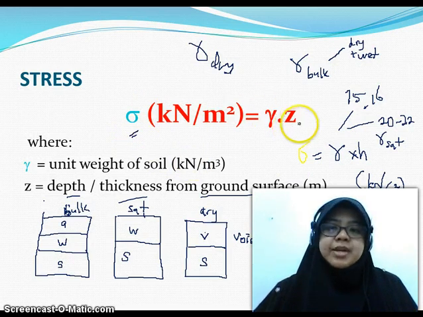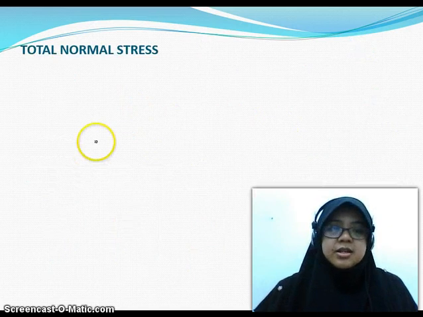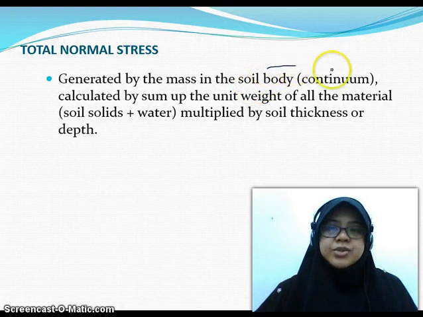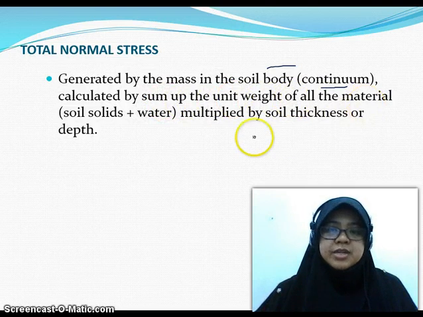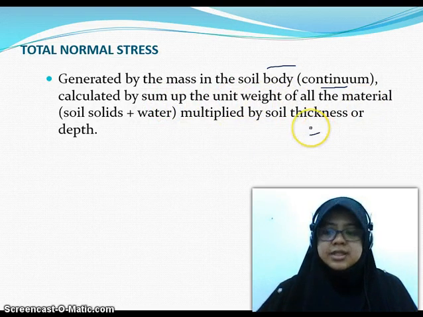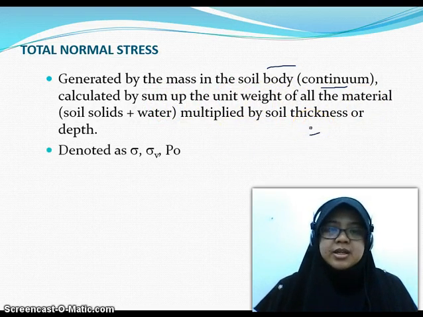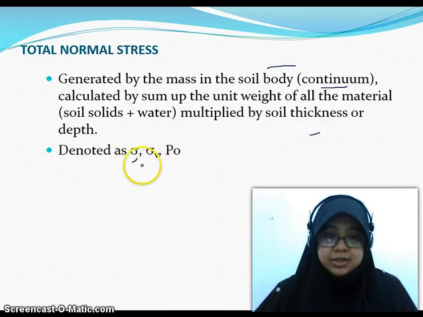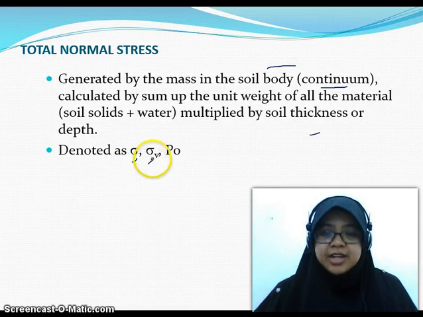So the depth and the gamma will affect the value of stress. Total normal stress is generated by the mass of the soil body. We assume the soil is a continuum, and we calculate by summing up the unit weight of the materials multiplied by the soil thickness, or the depth.